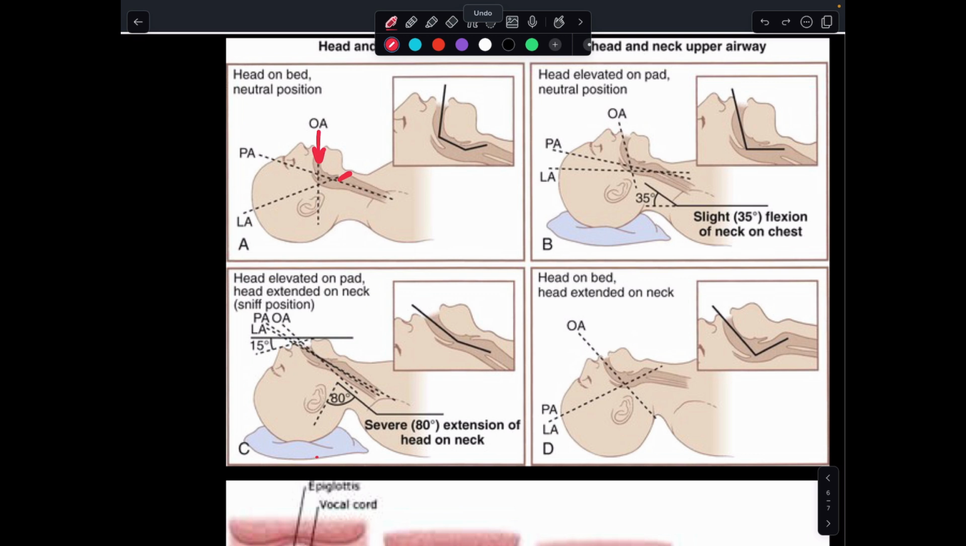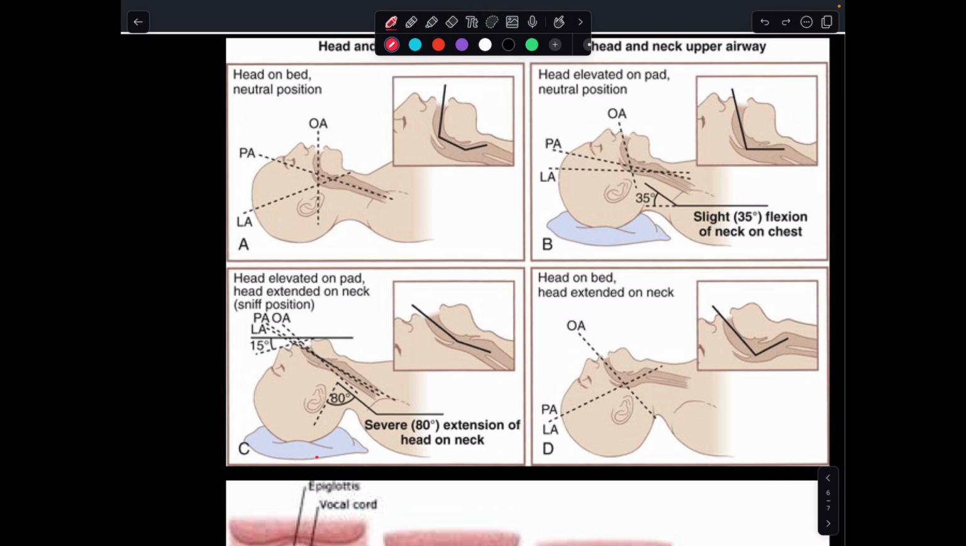So the most intuitive thing to me is then head extension. So you can see down here, if you perform just head extension alone, your oral axis is now looking a little bit more towards your larynx, which is sitting right here. You have to make less of a corner to see, but it still isn't ideal. These axes aren't aligned.